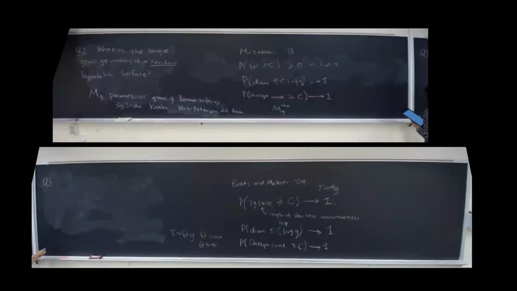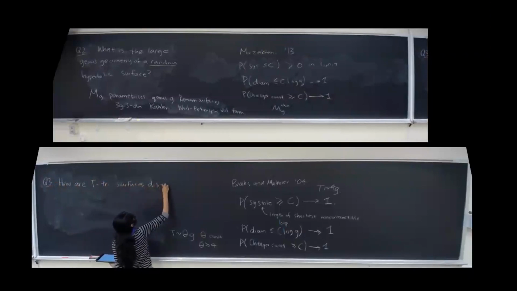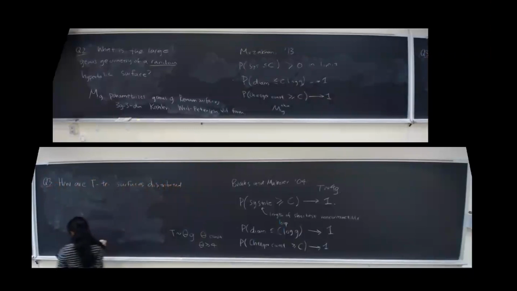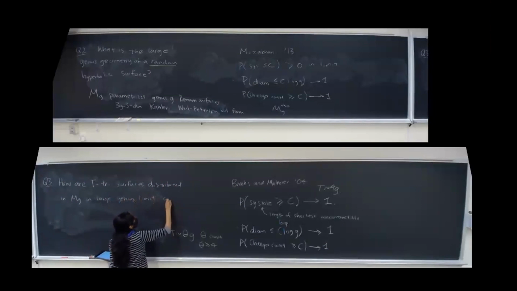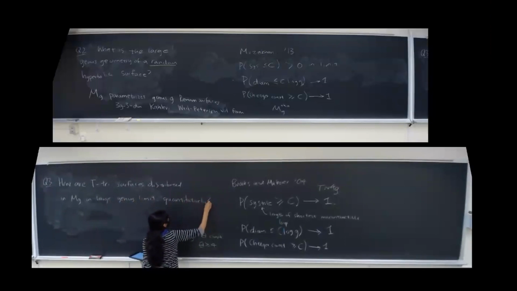Question 3 is: are triangulated surfaces with key triangles, how are they distributed in moduli space in the large genus limit? Quantitatively. Okay, so this is a bit imprecisely worded.